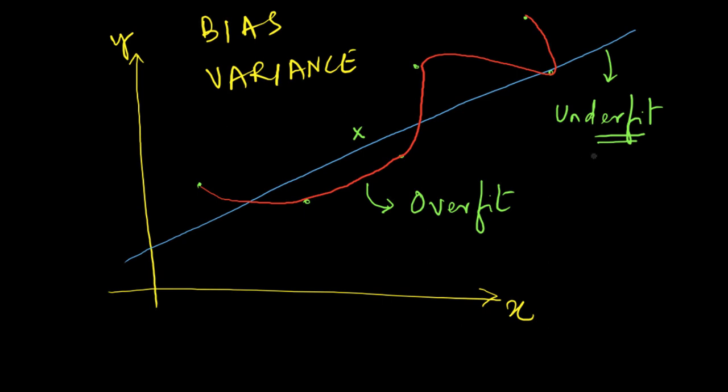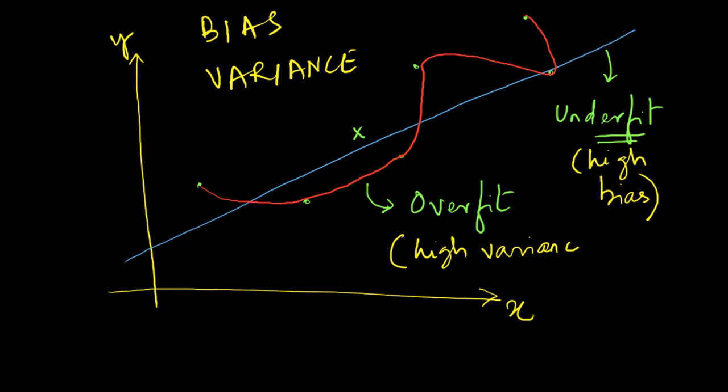So this one has a high bias because it is very different from the actual function, and this algorithm has a high variance because although it is fitting very well to the training data set, it is very wiggly in nature, and that is why the curve is varying a lot, and that's why it has a high variance.